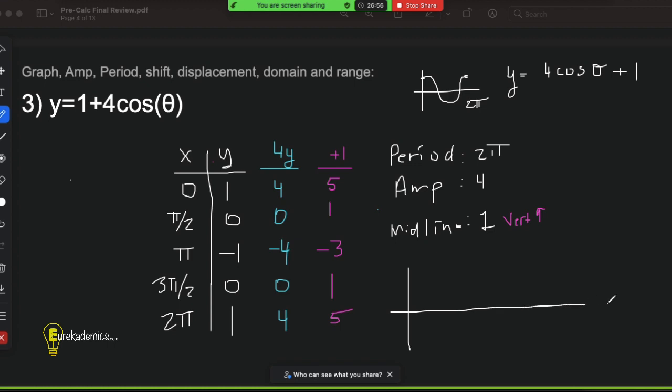So our period's still going to be the same. So by 2 pi, we have to finish. Pi is in the middle. Pi halves. And 3 pi halves.